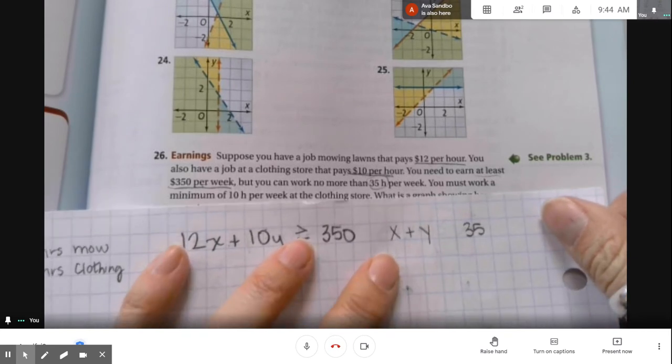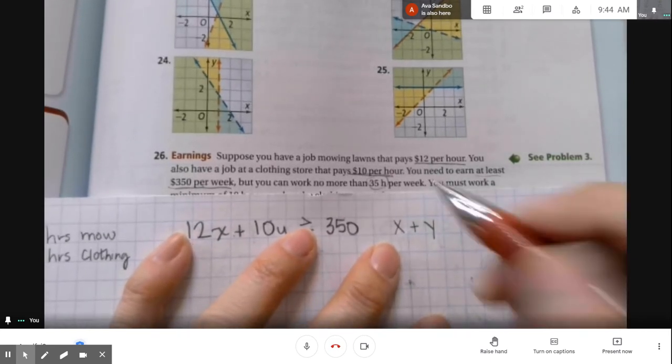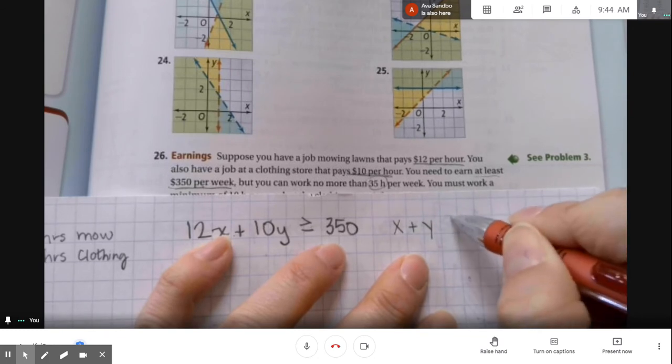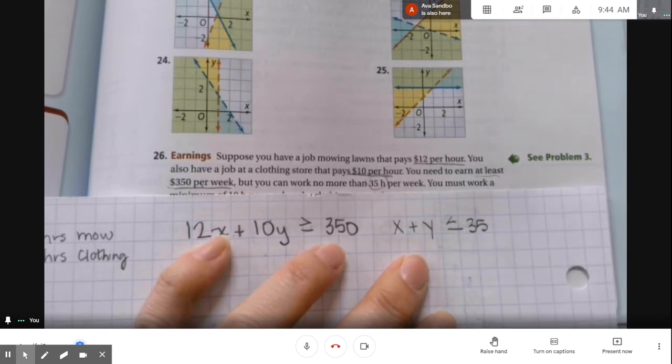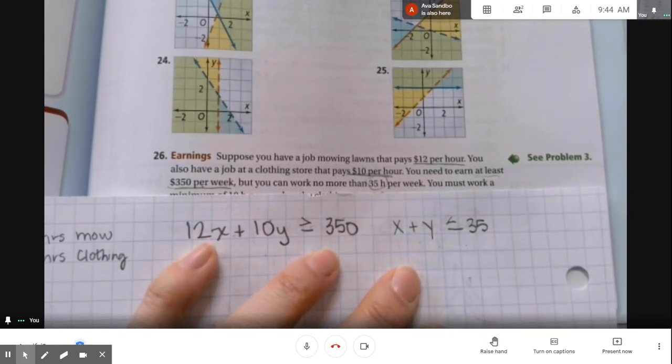Oh, like the 35 is like greater than or equal to. There we go. So this can't be more than 35. Write that one down.